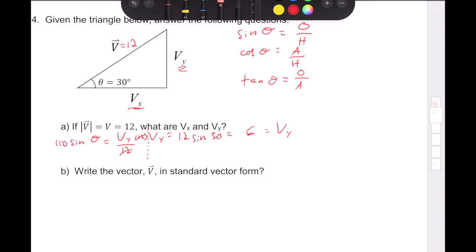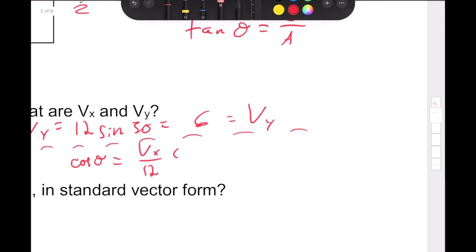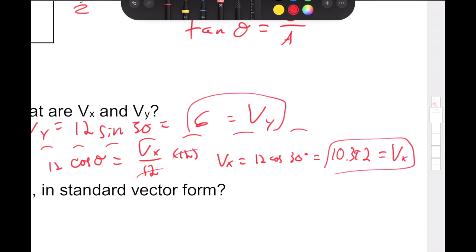All right, cool. Let's do the same thing for Vx, and so we know that the cosine of theta is Vx over 12. That would be the adjacent, right, over 12. So if I multiply again both sides by 12, that'll isolate Vx for me. 12 cosine of 30. That's going to equal 10.392 as the x side of the triangle. So there's Vx and there's Vy.